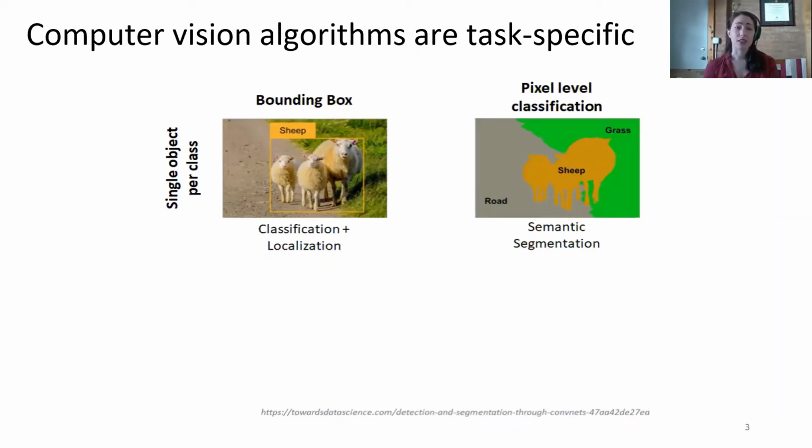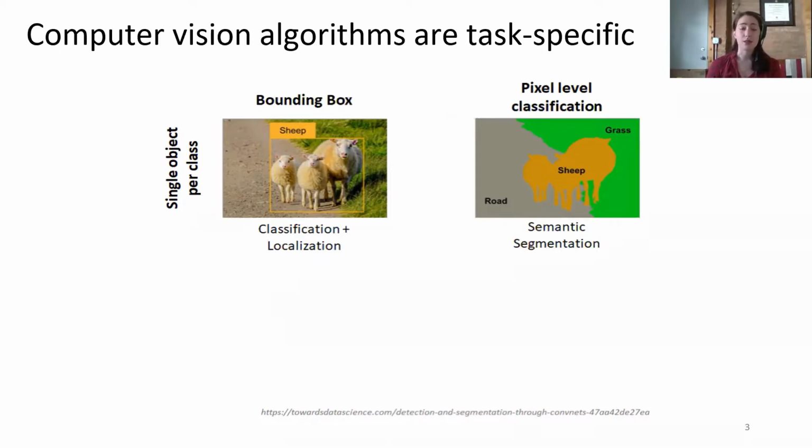So now if we're thinking about analyzing those multiplexed images, we have to think about how we can pull that quantifiable data out of it. And so we're talking about images, we're therefore talking about computer vision algorithms. All these computer algorithms are task specific. So if you're talking about a single object per class, there are a few tasks you can do. First is just classification and localization.